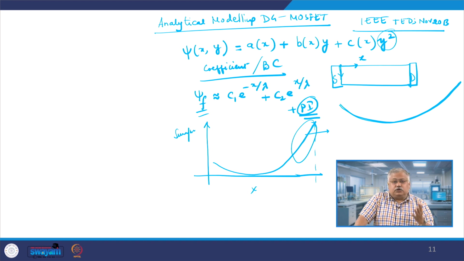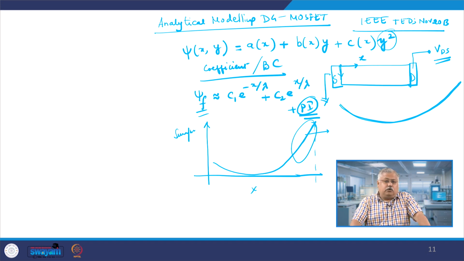It makes sense also, because the source is generally, for all practical purposes, grounded, and you apply a voltage here which is VDS. So, when you apply a drain to source voltage VDS, the electric fields become steeper and steeper near the drain edge, and therefore the potential varies very fast in this case because of the high rate of change of voltage near the drain end.